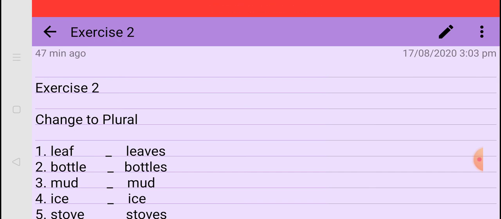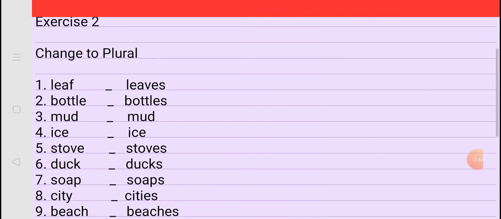Students, after copying that video, put the side heading as exercise 2. Exercise 2 and copy what you have got in this page. Change to plural. So remember, students, exercise 2, change to plural. Question number 1, leaf. So you have learned many rules now. I hope you remember the singular countable noun which ends with f will be replaced with ves to change it to plural. So the answer is leaves.